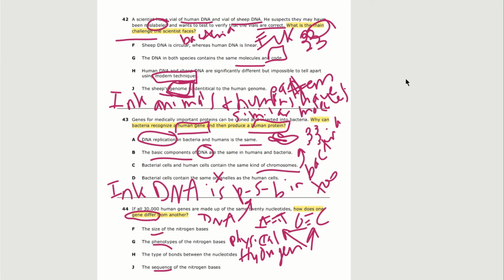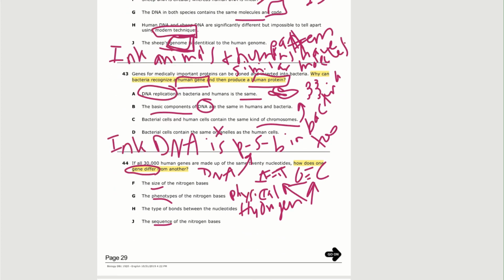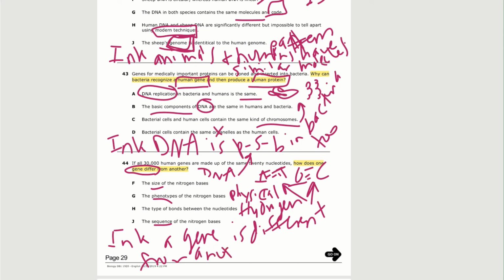So let me see if we can go a little down. I now know a gene is different from another gene, right? Because of the sequence, the pattern, guys. The pattern of A, T, G, and C.